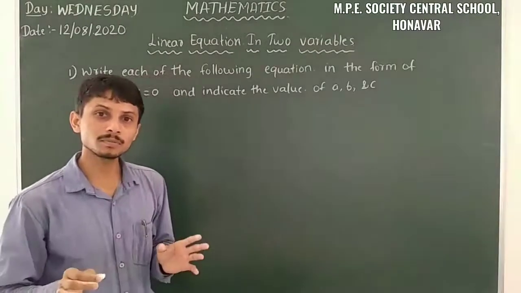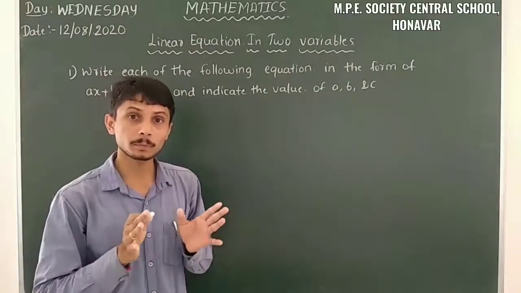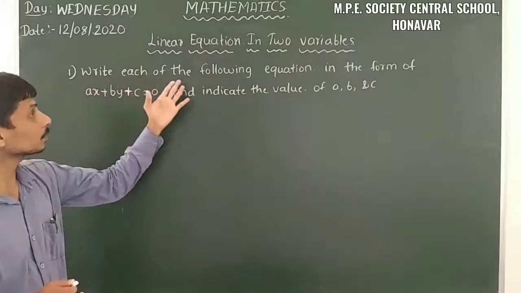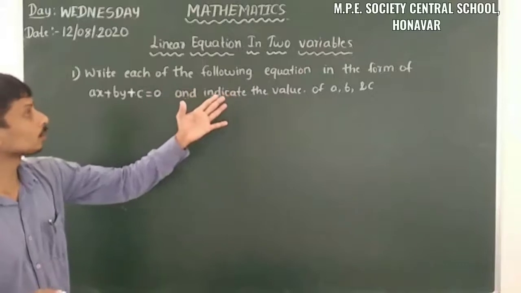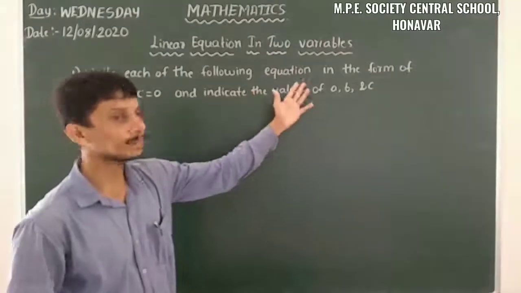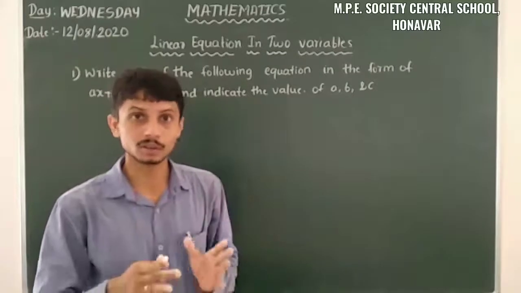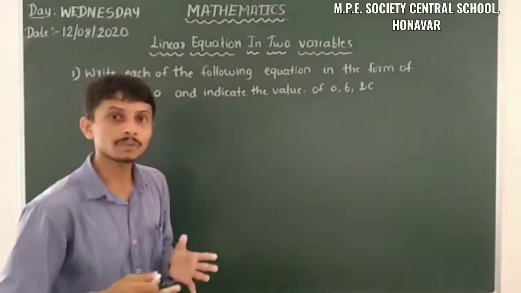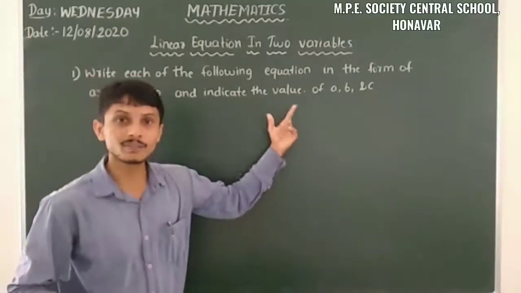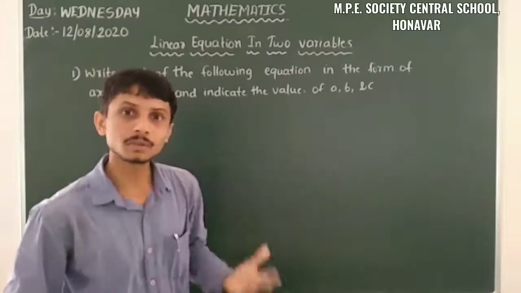Yes, the first problem is like this. It's a main question, so firstly we have to be aware of the main questions here. Just see here: write each of the following equations in the form of ax plus by plus c is equal to 0 and indicate the value of a, b and c. So there are some equations we have to convert. We first convert them in the form of ax plus by plus c is equal to 0. After that we have to indicate the value of a, b and c. So let us take some of the problems one by one.